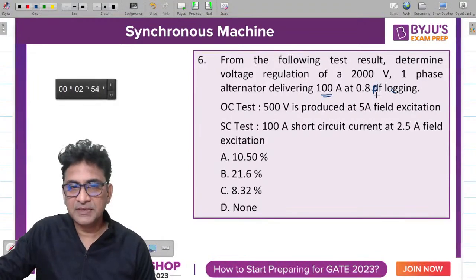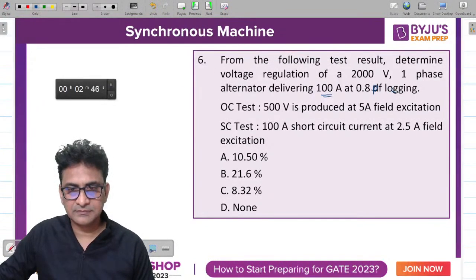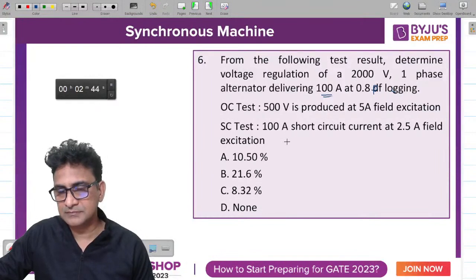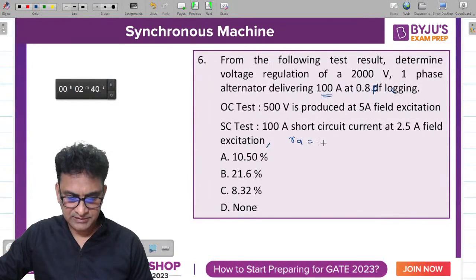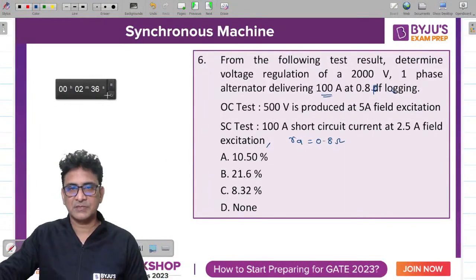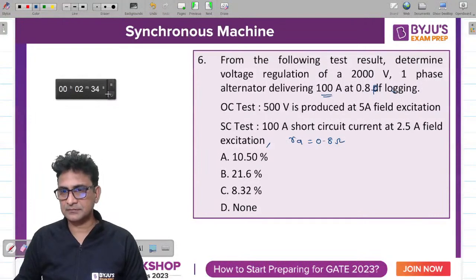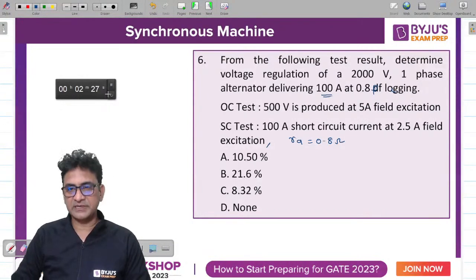Sorry, just a minute. In this question, RA is also given. RA is 0.8 ohm. The resistance of the armature winding is given, it is 0.8 ohm.